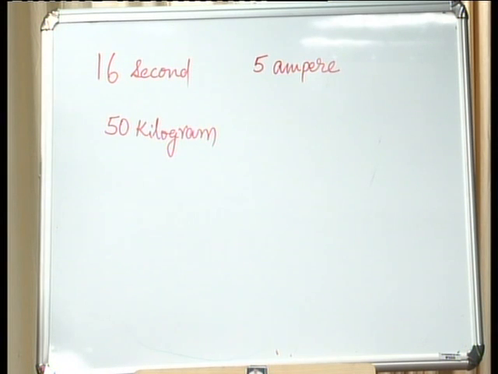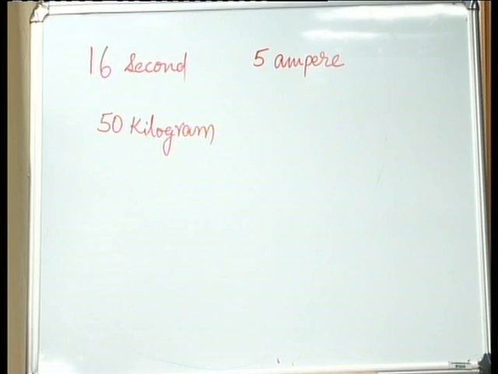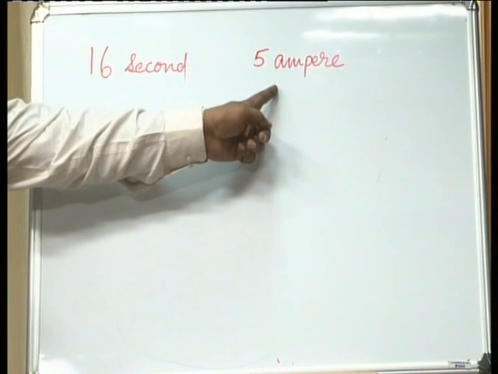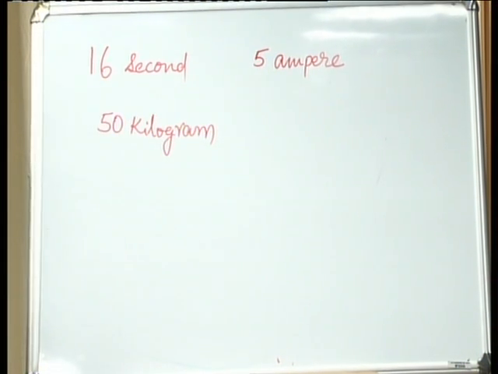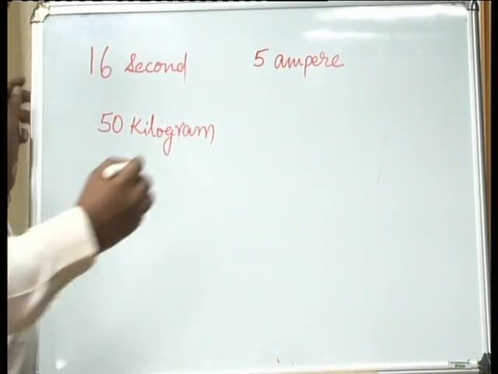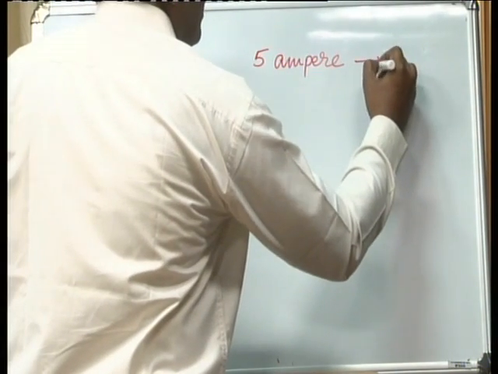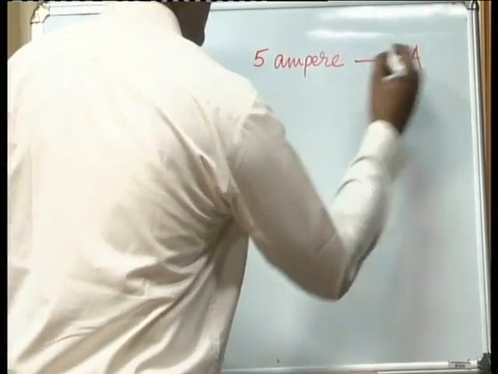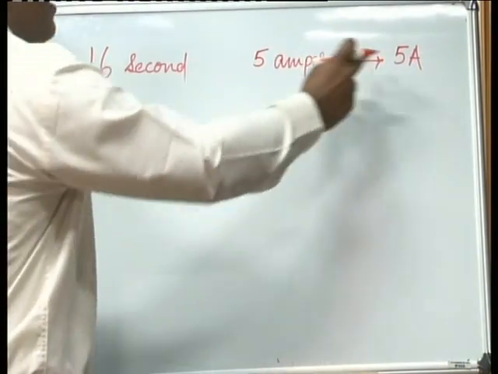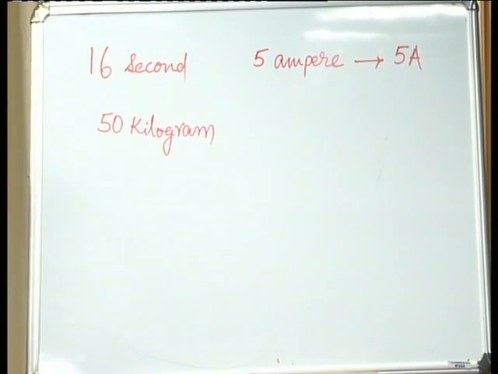If the unit of a physical quantity represents the name of a person, and you want to write the full form of that unit, start it with a small letter. Suppose you want to express this unit symbolically, then write the first letter of that word as a capital letter. A is the first letter of the word ampere, that is why I will write 5 A.